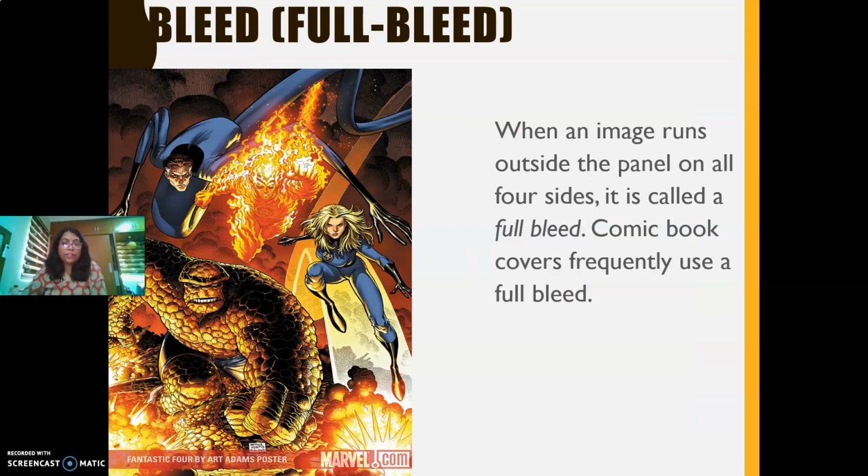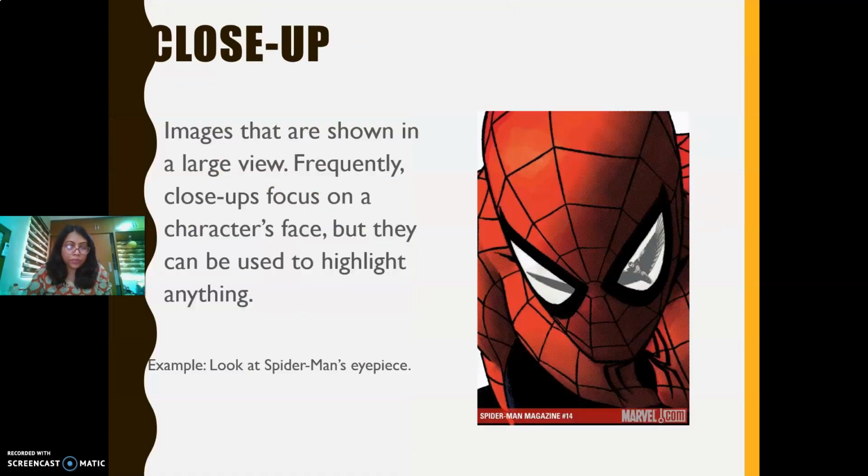All right. We also have something called a full bleed, which means an image that runs outside the panel on all four sides. So in this particular panel, you will see that several images are running out of the borders, right? So you have this hand and the cape of this character, and then you have the cape of this monster. All of it is bleeding out in all different directions out of the panel, and that is why it is known as a full bleed. Okay, usually you will see this kind of image on the covers of comic books for creating an effect.